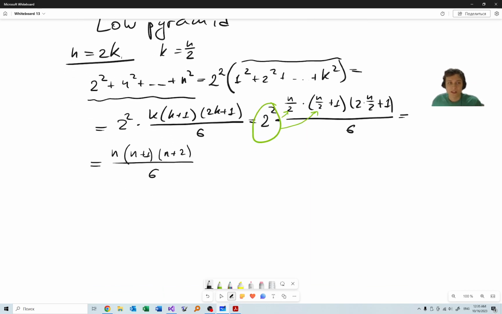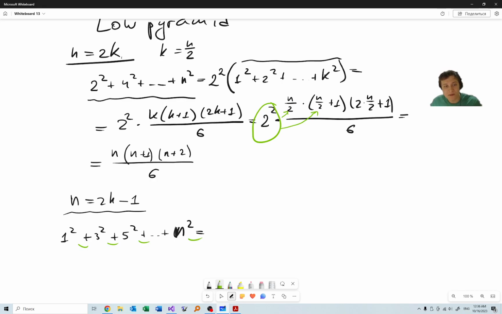Now let's go with odd n. N equals 2k plus 1. Let's see. Or minus 1. Even minus 1 is better, I guess. So let's see what we have. We have 1 squared plus 3 squared plus 5 squared plus etc. plus n squared. What is it? Let's notice that all even numbers are skipped here. Let's add them. So these numbers are 2 squared plus 4 squared plus 6 squared and finally n plus 1 squared.